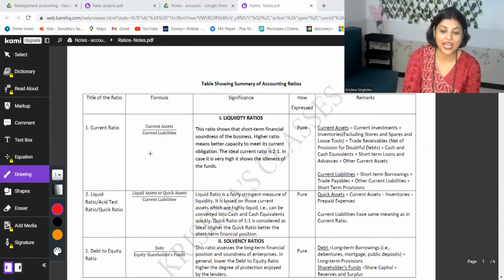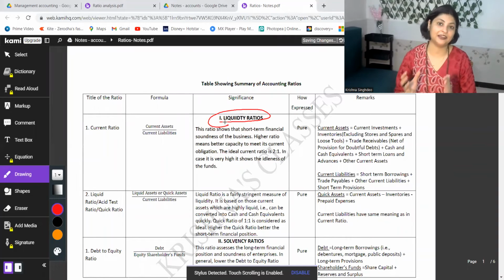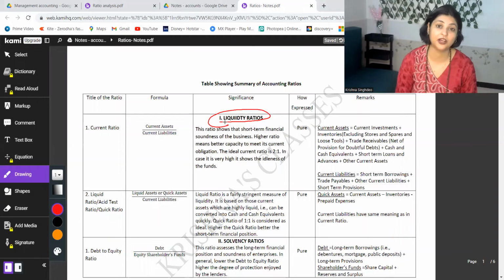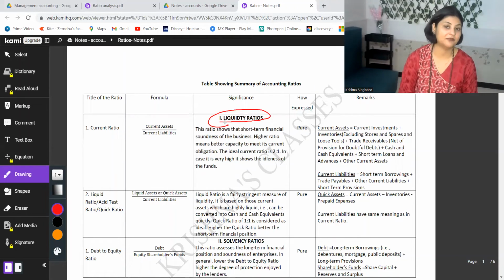Let's see. First, we have liquidity ratios. Under liquidity ratios, how many ratios are there? Under this particular head, liquidity ratio, which checks the liquidity position of the company. Liquidity means short-term liquidity: how much cash is available with the company to pay off its short-term loans and other kinds of debts. For that, we take out two kinds of ratios. Number one is called current ratio, and number two is called liquid ratio or quick ratio, and it is also called acid test ratio.